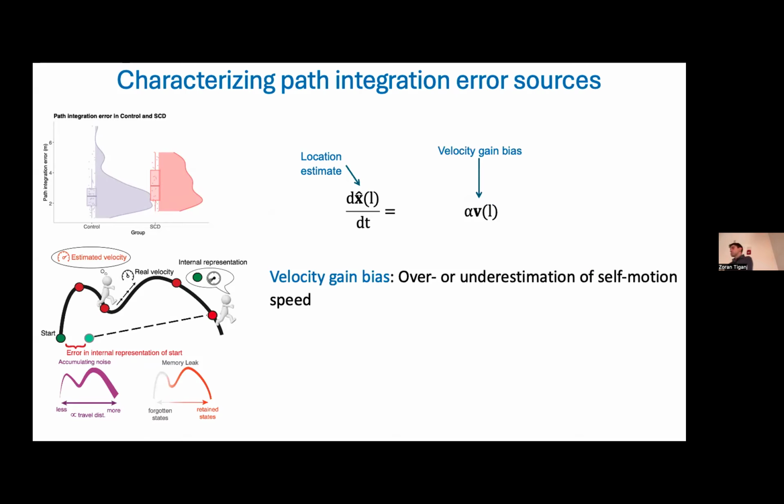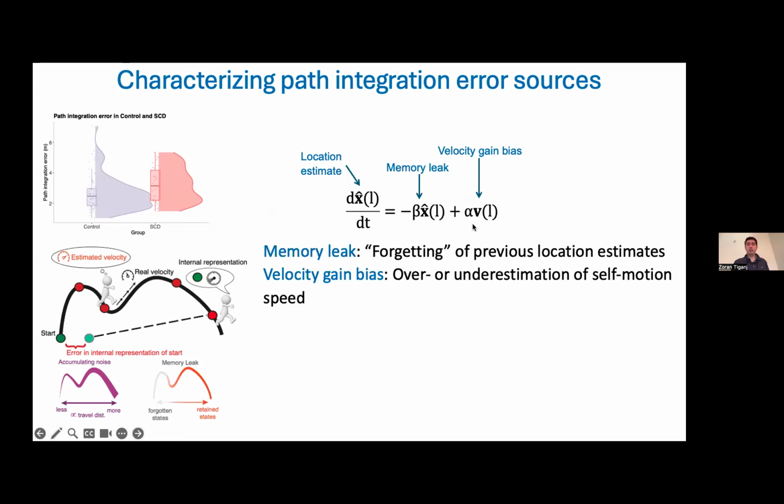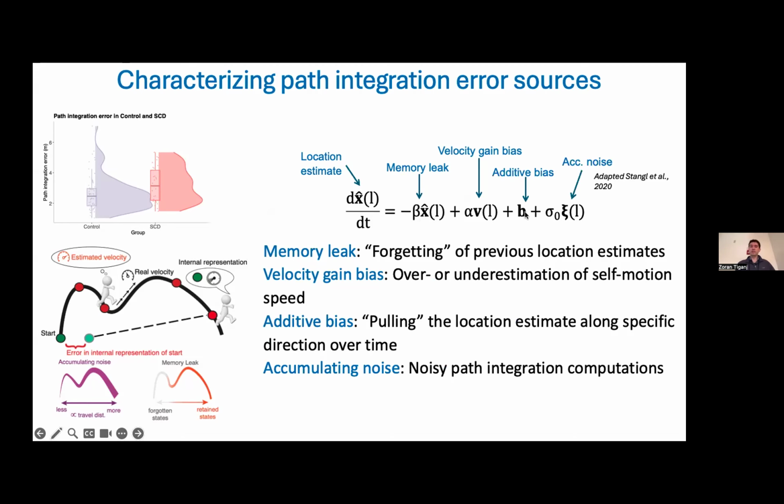But for example, maybe my velocity estimate is not perfect. So maybe I have some factor here that's multiplying my velocity, a gain bias. Maybe there's some leak, maybe there's some gradual change in that representation that I'm storing, modulated again here by what we call a memory leak parameter. Maybe there's some contribution from the noise, like additive bias or some accumulating noise. So each of these can be parameterized, giving us this equation that was used in Stangl et al. in 2020, that includes different factors that could contribute to path integration error.